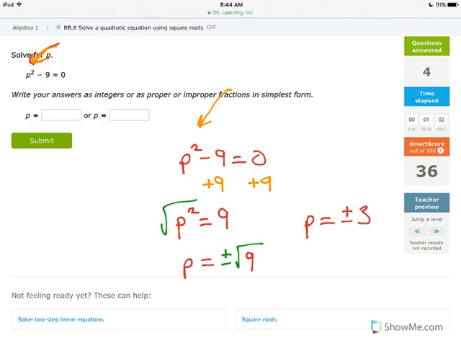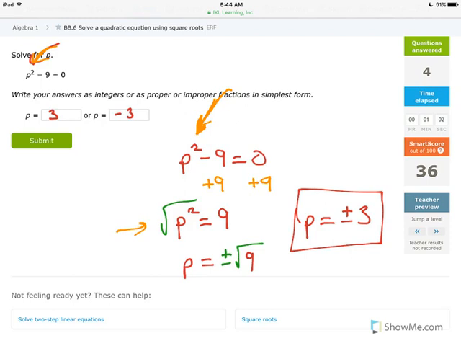So there's really just one additional step on this type of problem. You need to, again, get that p squared all by itself first. Then you can square root both sides. So we have two answers, 3 and negative 3.